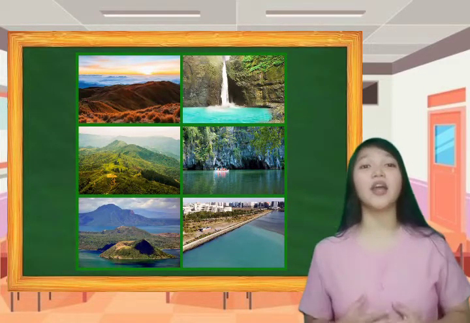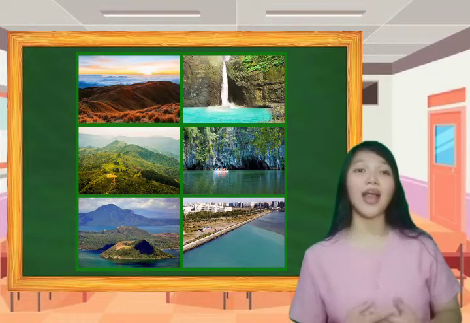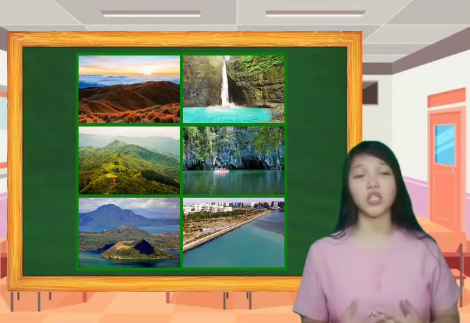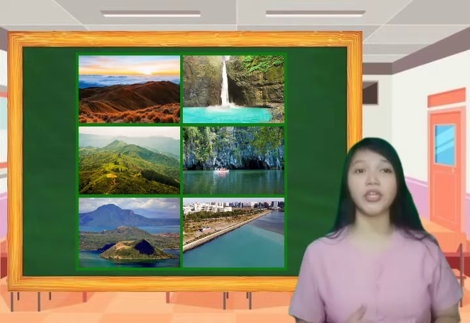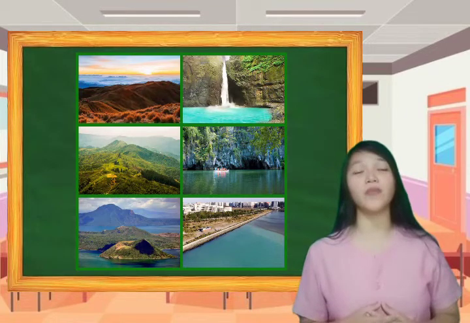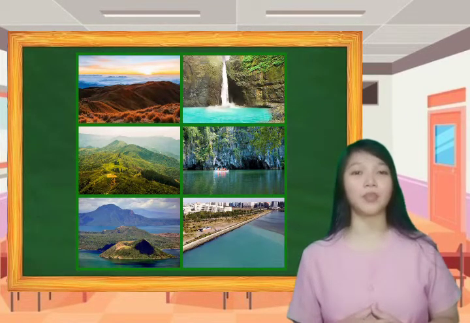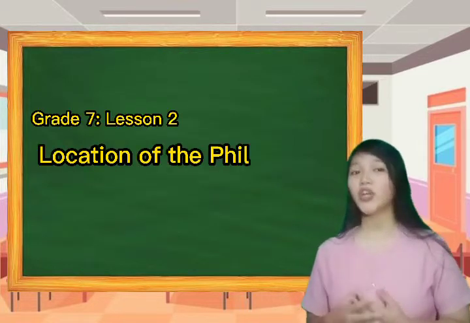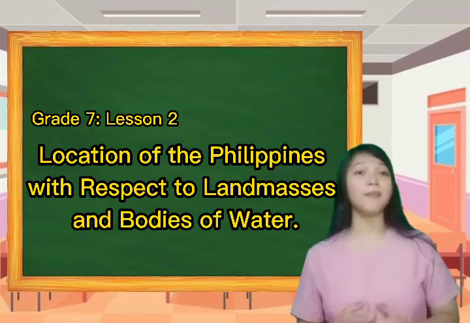The Philippines is an archipelago. An archipelago is made up of islands and seas, and their formation depends on the condition of each. So in our next activity, you will be learning about the different landforms and bodies of water in the archipelago. So our lesson is about the location of the Philippines with respect to land masses and bodies of water.